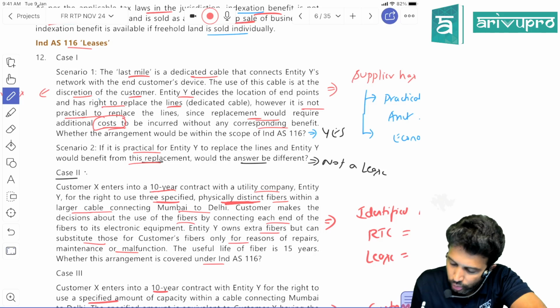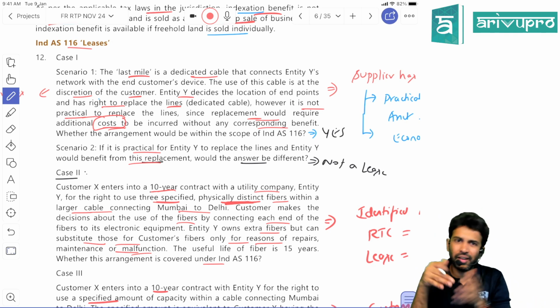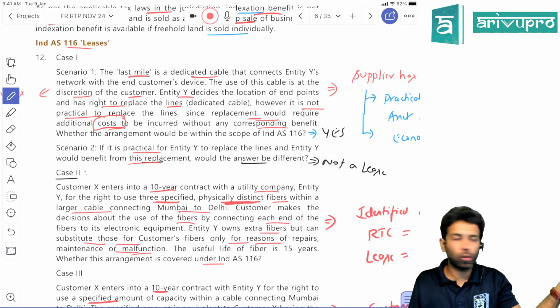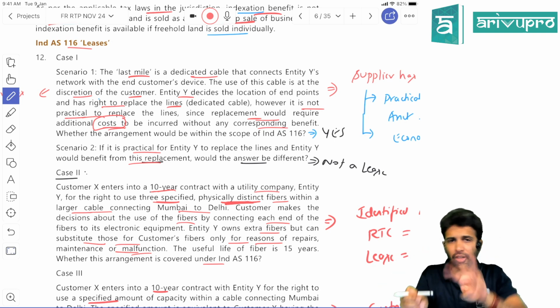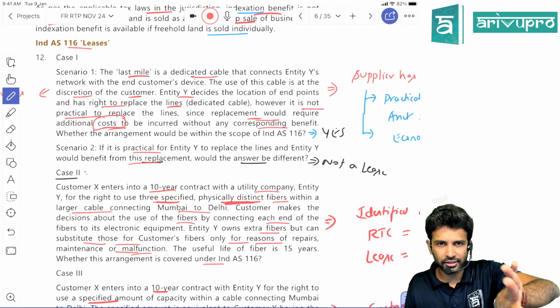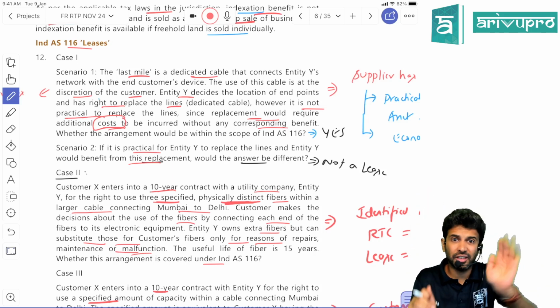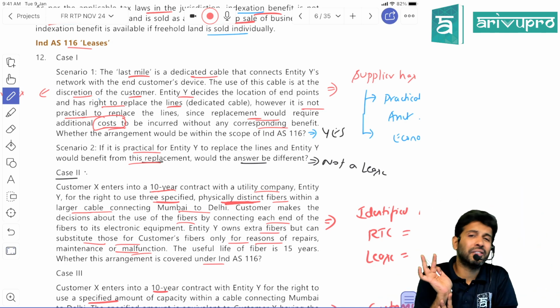Entity Y owns extra fibers but can substitute those for the customer's fibers only for reasons of repairs, maintenance, malfunction. So we have many cables running between the Bombay and Delhi route, right? In that, 3 have been leased out to a customer. So the supplier of these 3, can anyone or all 3 be replaced? Under every circumstance, no. If there is any problem with the 3 cables, if they are not functioning properly, or if they have got damaged or whatever, then the supplier will replace them.